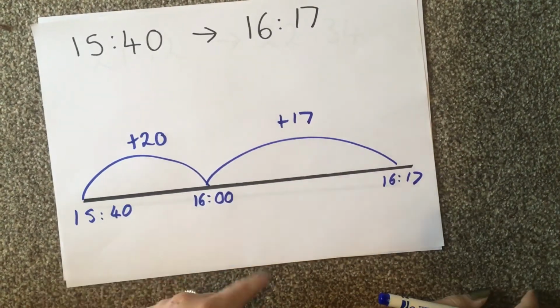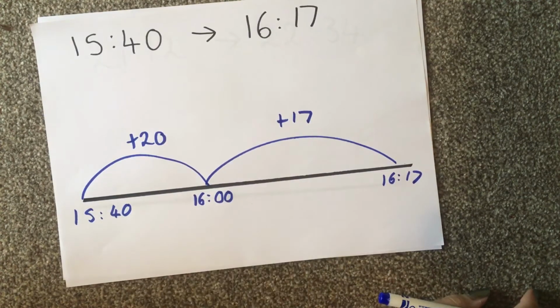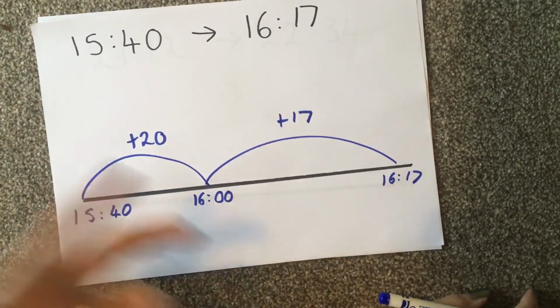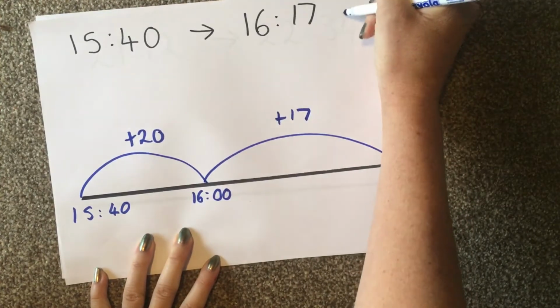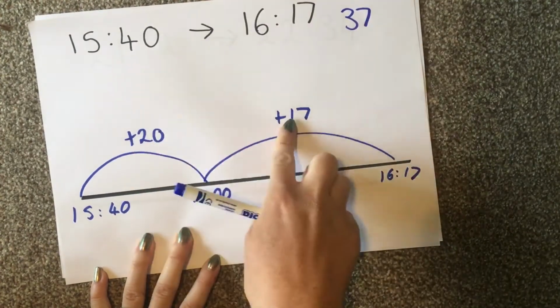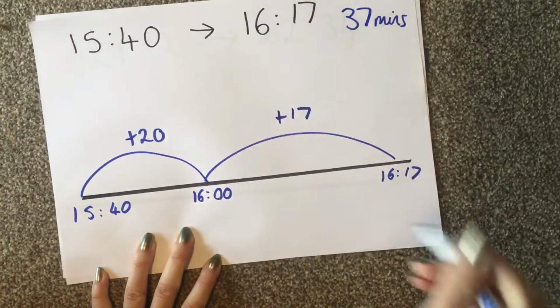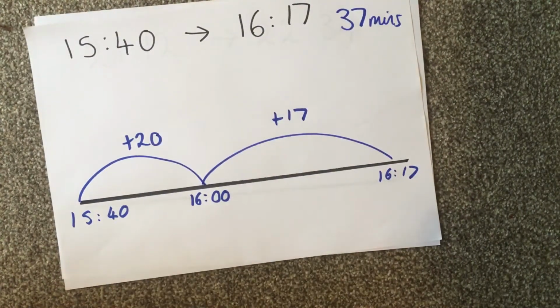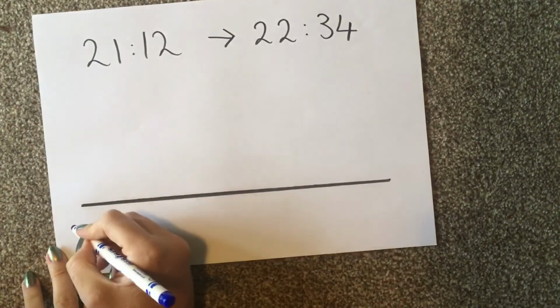There's no reason why you couldn't do, maybe, adding on to get to 1610, you could add on 10 minutes and then the 7. You could, but if you can easily see what it is, just do it in one big jump. So I add it together and I see that altogether my 20 and my 17 is 37 minutes to get from 15:40 to 16:17. One more example.